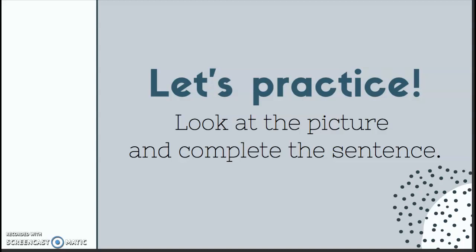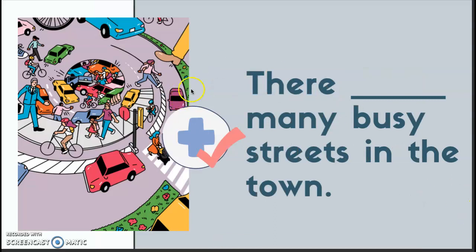So now let's practice together so that we can understand this even more. So in the next slide, you are going to look at the picture and complete the sentence. So, remember, this one is positive. In the sentence, there blank many busy streets in the town. Many means that the sentence is singular or plural? Many. There are many busy streets in the town.